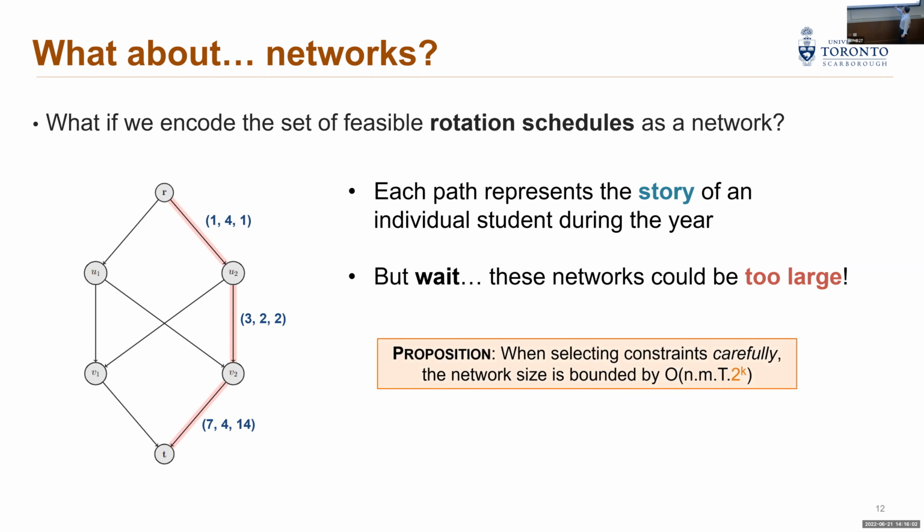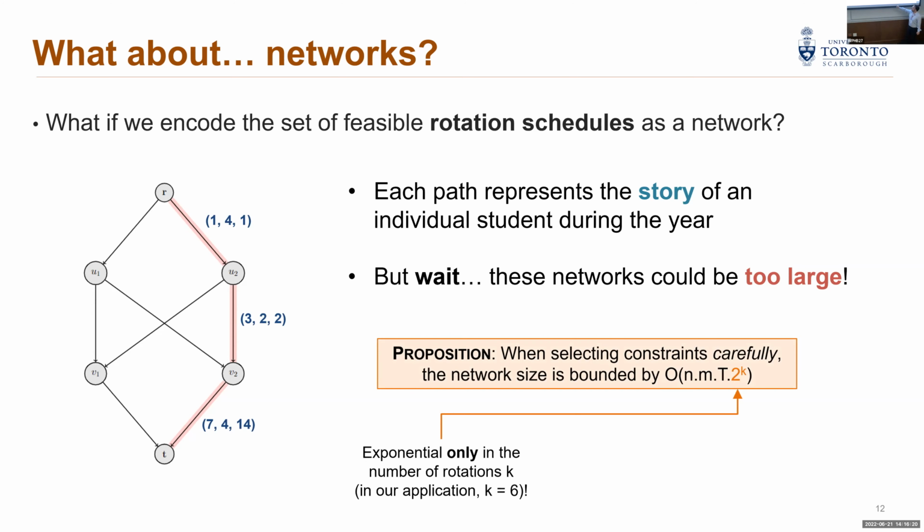And we actually can prove that when you select constraints carefully, when in particular you throw away some knapsack inequalities, then the upper bound of the number of nodes and arcs that you're going to have is this complexity here. You're only going to have one exponential term, in this k elements. What is this k? It is the number of rotations that a student does. And the number of rotations that a student does is 6.